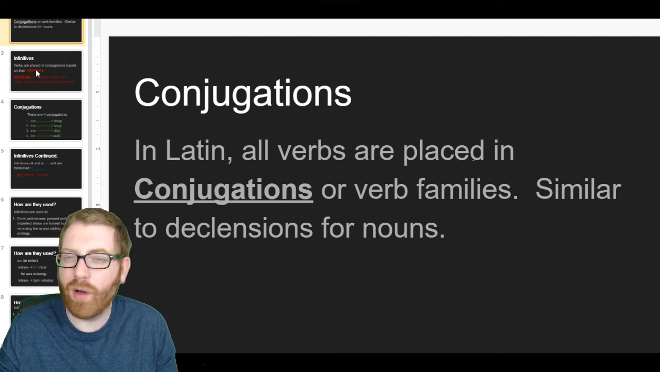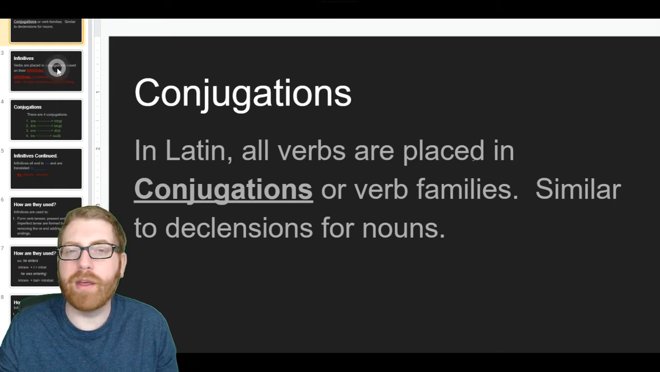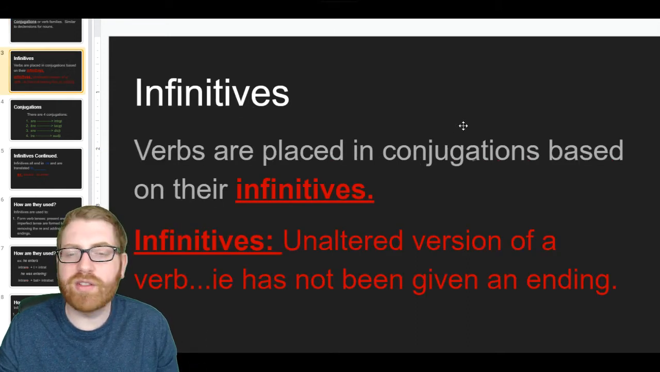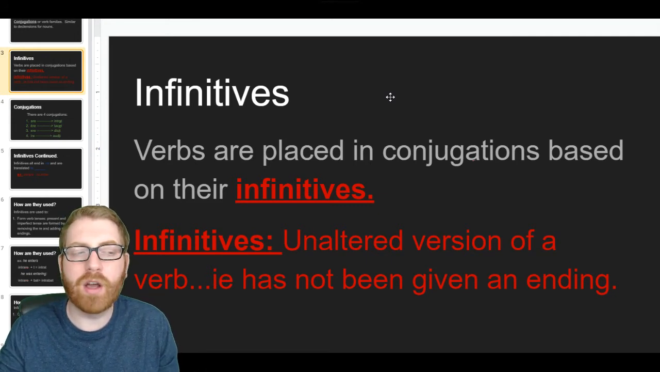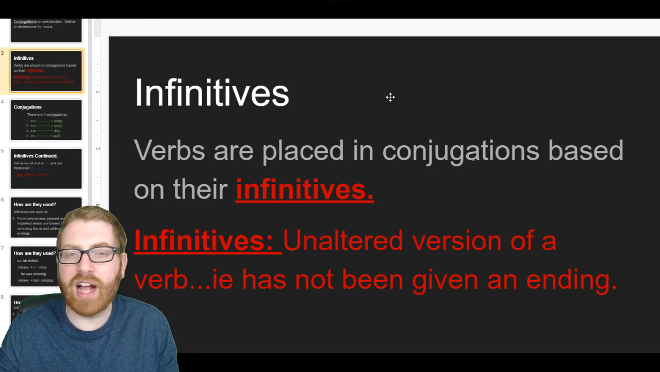And you might ask, well, how do we tell what family a verb belongs to? And we do so through its infinitive. Every verb in Latin has something called an infinitive. An infinitive is an unaltered version of a verb. It has no conjugation. It has not been altered.